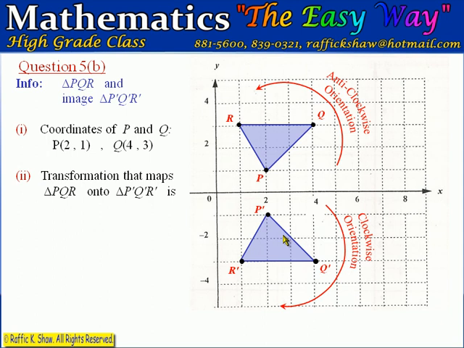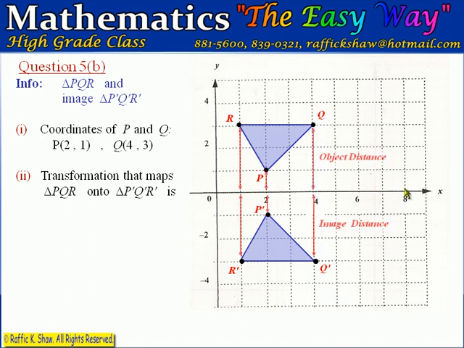Now, the second criterion for reflection is the distance from the mirror line. In reflection, the image distance from the mirror line must be equal to the object distance from the mirror line. We're talking about each point. The image distance of each point must be equal to the object distance of each point from the mirror line. And we are saying that the x-axis is the mirror line. So let's look at each point. P first. P is 1 unit, the perpendicular distance is 1 unit from the mirror line, the x-axis. And the image is also 1 unit. For Q, it is 3 units. 1, 2, 3.